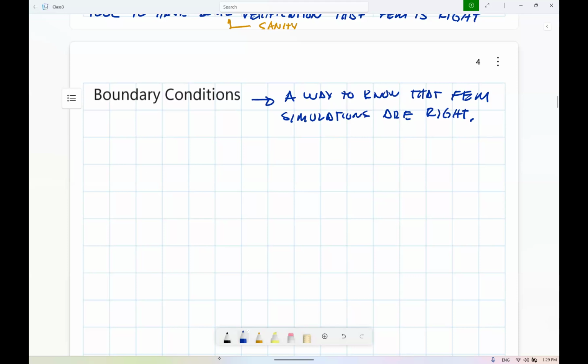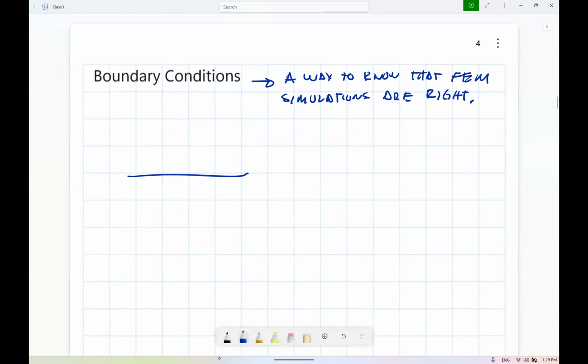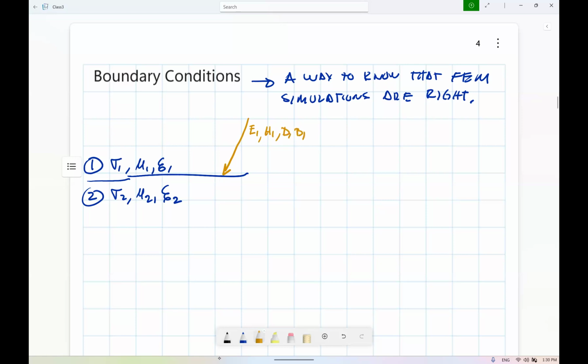I am going to start with the simple one. I'm going to start with just a surface, which has material one. Material one has conductivity one, permeability one, and permittivity one. And material two has conductivity two, permeability two, and permittivity two. And I have some field that goes in here, which has E1, H1, D1, V1. And when it's a change of material, it reflects, so now it goes in a different direction, at a different angle, with E2, H2, D2, and V2.